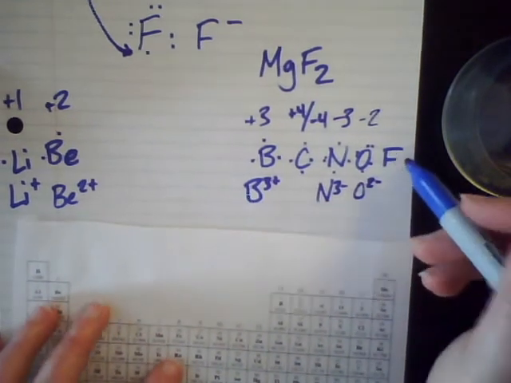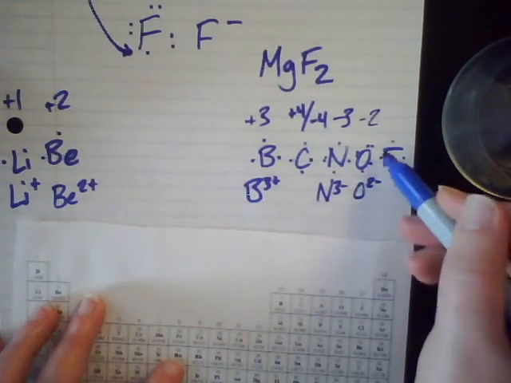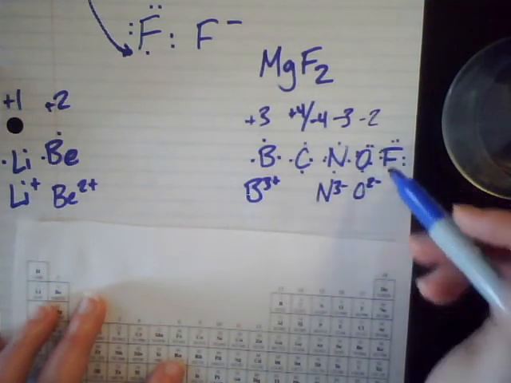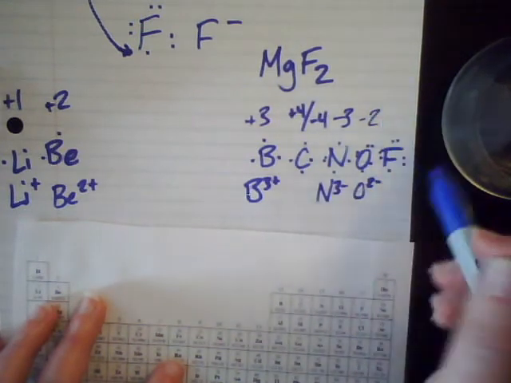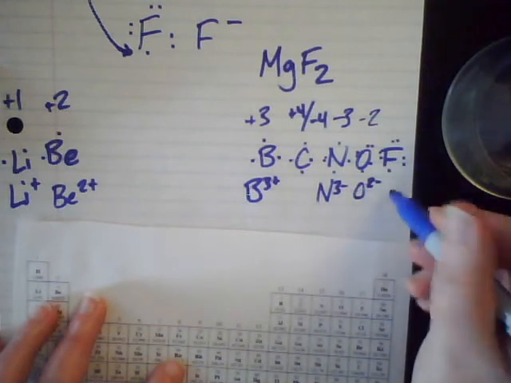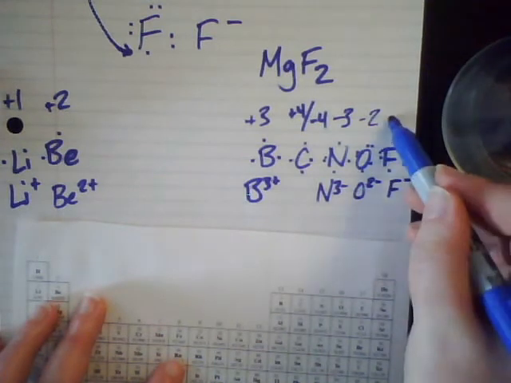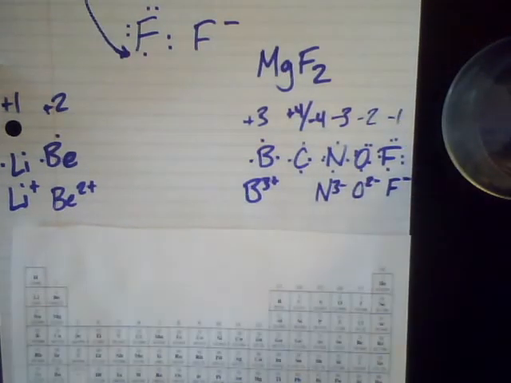And then I go over to my halogens, fluorine, and I have 7 valence electrons again. And just like we saw with our magnesium fluoride up here, it likes to get an extra electron there, which makes it a negative charge, and that's true of all of the halogens.